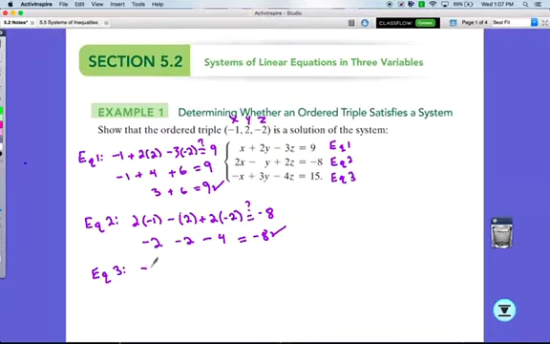We have a negative x, so a negative negative 1, plus 3y, or 3 times the y value of 2, minus 4 times our proposed z value of negative 2. We're saying, is that in fact 15? Positive 1 plus 6 plus 8. That does give me 15, so that works. So yes, we show that the ordered triple is a solution.